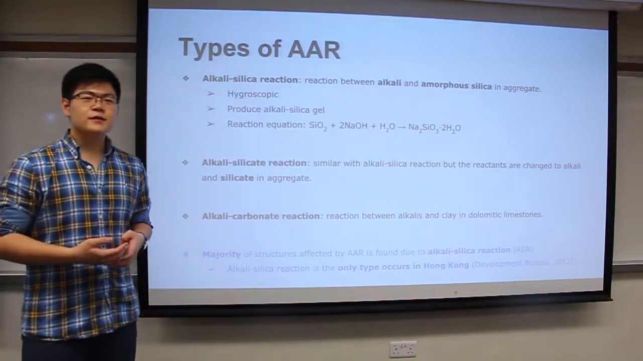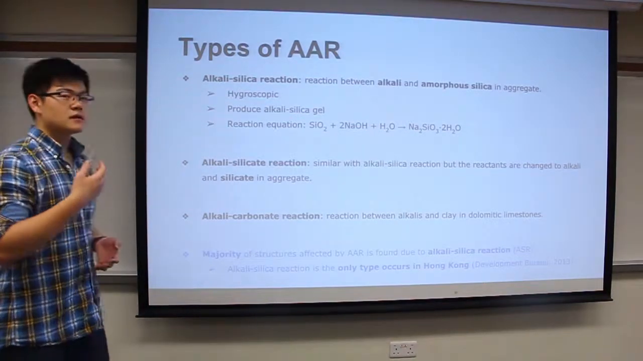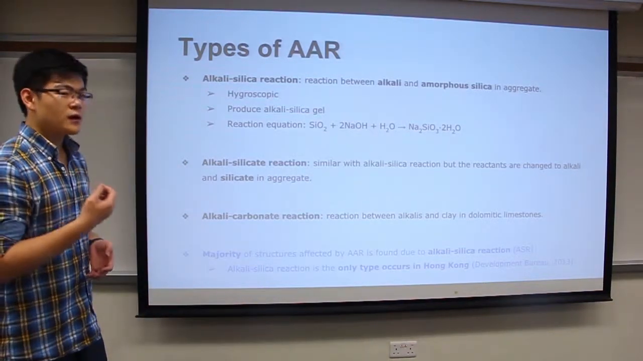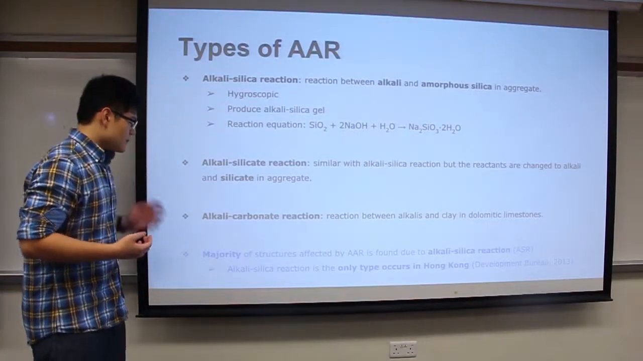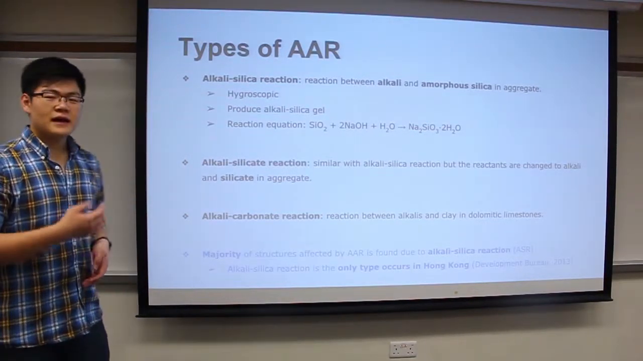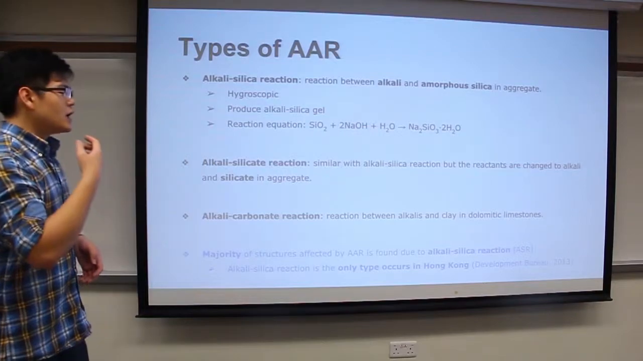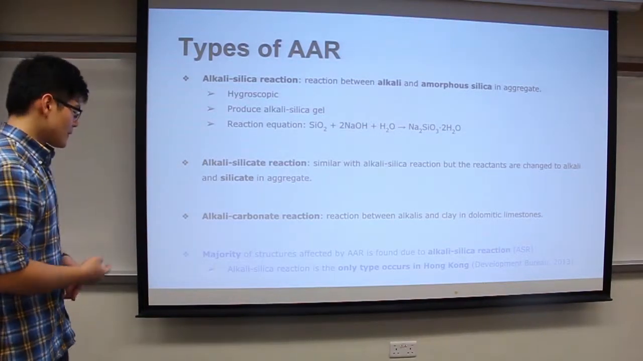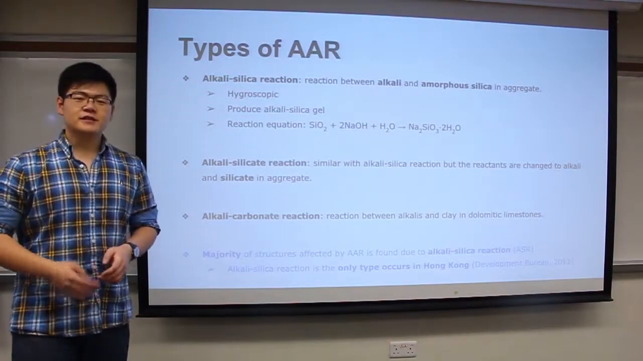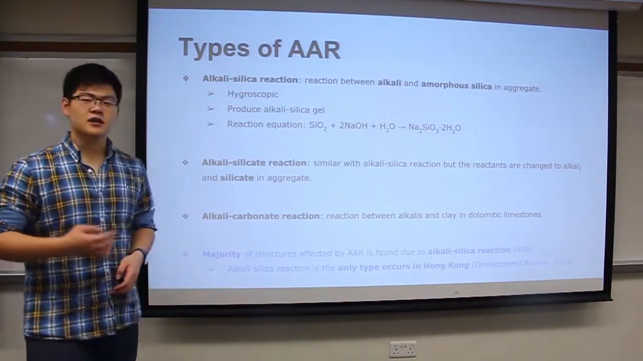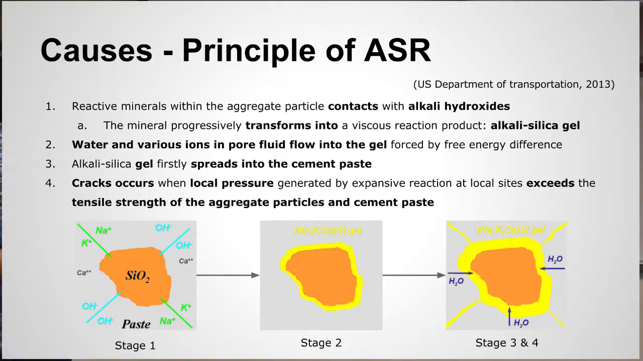And according to the report of the Development Bureau in Hong Kong, the majority of structures affected by AAR is found due to alkali silica reaction. And alkali silica reaction is the only type of AAR that occurs in Hong Kong. And here are the steps of ASR.